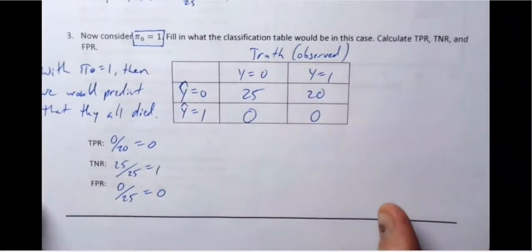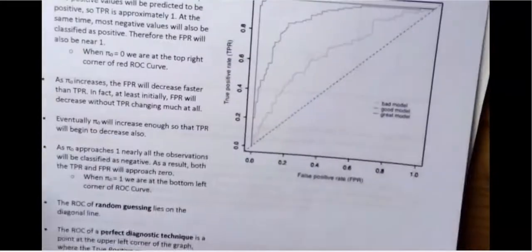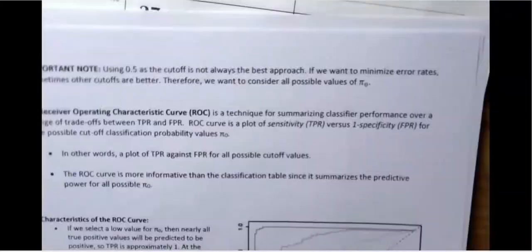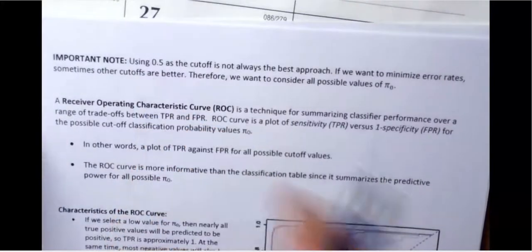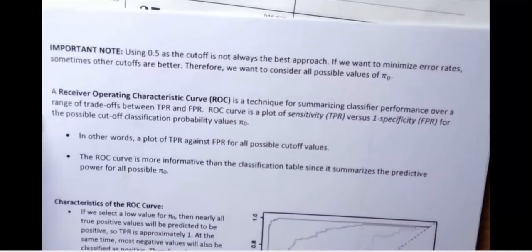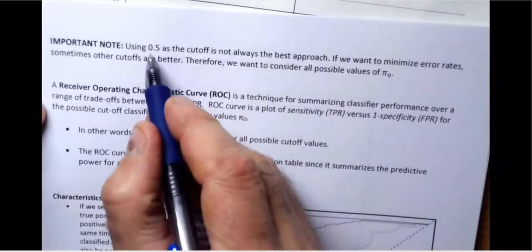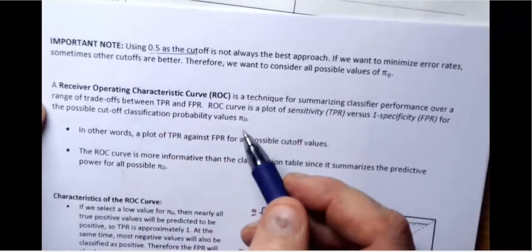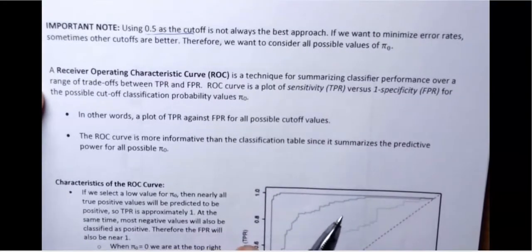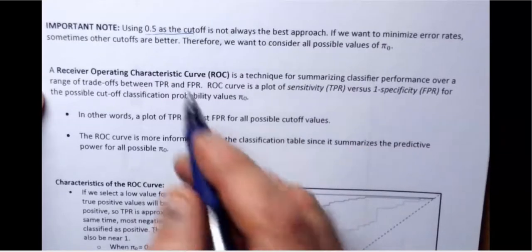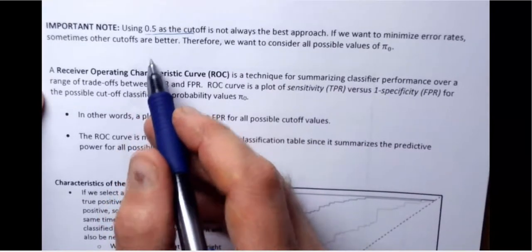Okay. So why did we do that? Before I tell you why, let's shift gears a little bit. 0.5 is the most obvious cutoff, but it's not always the best cutoff. What we want to do is find the cutoff for classifying observations that would minimize error rates, that is, minimize the false positive rates and also false negative rates. Sometimes we might find other cutoffs that are better.